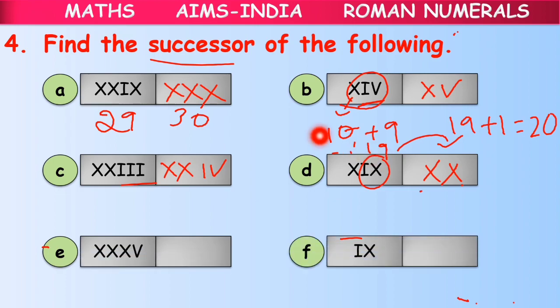Okay. This was about the successor. Successor means a number which comes after a given number, and we find out the successor by adding 1 to the given number. Now look at these two last questions, XXXV and IX. You find out the successors of these two questions. Okay, children?